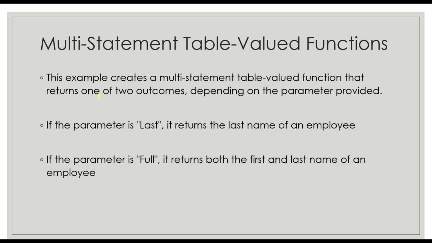This example on the next page creates a multi-statement table valued function that is going to return one of 2 outcomes depending on the parameter provided. So we're looking at 2 different outcomes here. It's either going to build a table that contains employee last names, or it's going to build a table that contains employees' first and last names. So we're going to create either one type of table or another based on the input parameter.